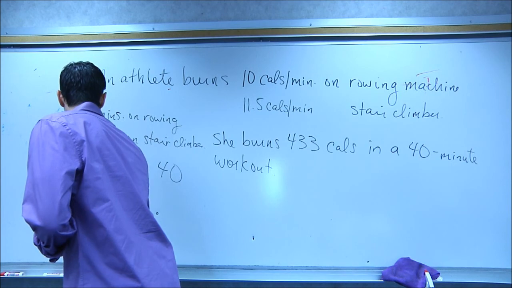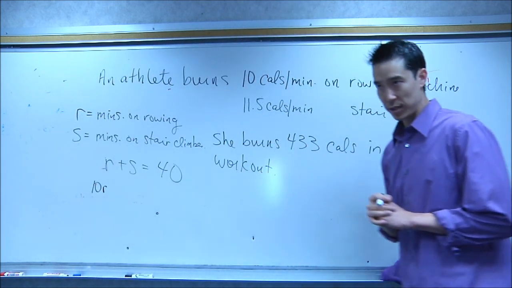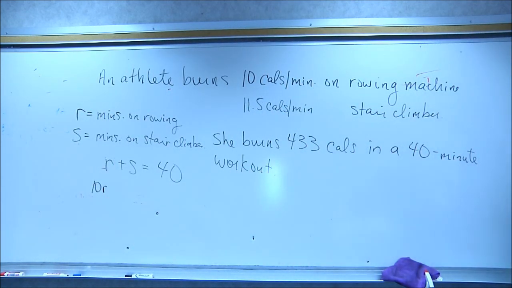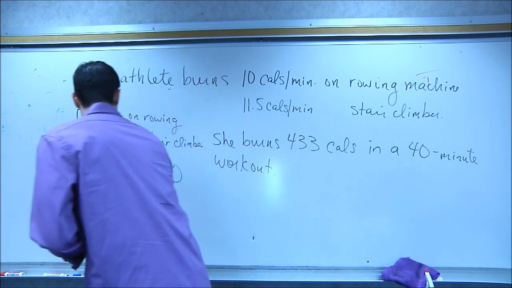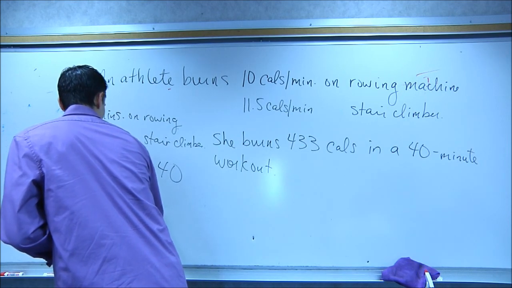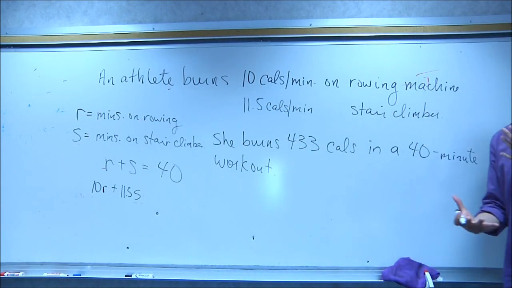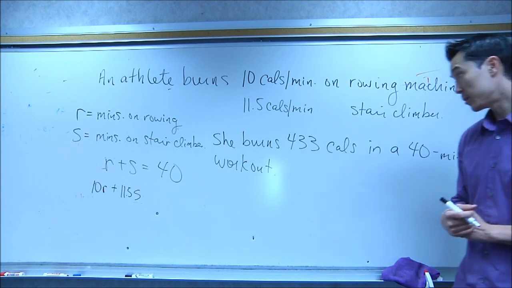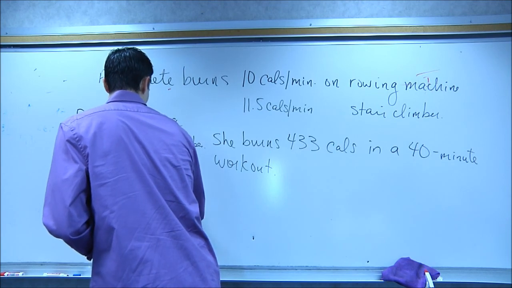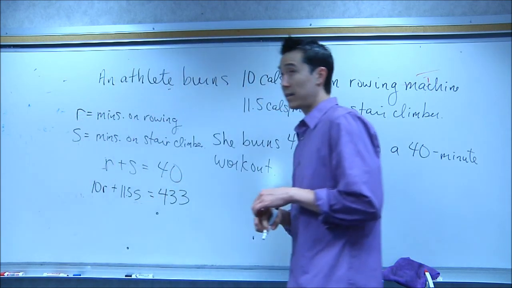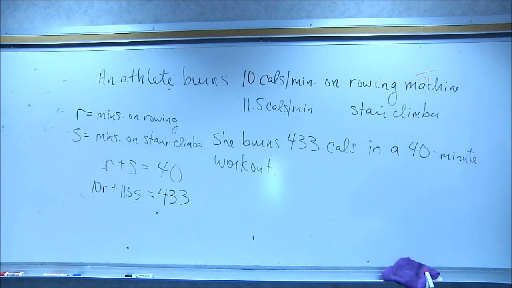So 10 calories times however many minutes I'm on the rowing machine will give me the total calories burnt on the rowing machine, plus 11.5 calories times however long I'm on the stair climber will give me the total amount of calories burnt on the stair climber. And this is going to equal the total calories burnt, which is 433. So this equation's a little bit more complex than the previous example, but here we go. I have two equations. And now at this point, I'm ready to do my systems of equations.